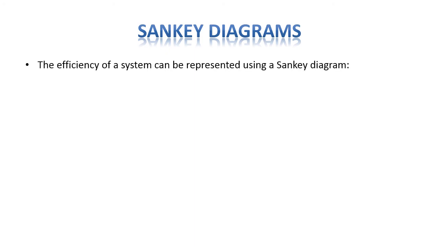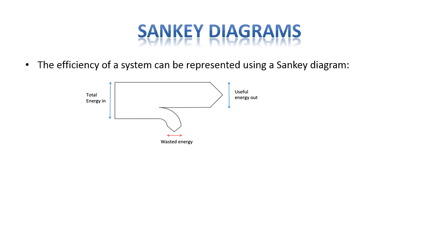Sankey diagrams. The efficiency of a system can be represented using a Sankey diagram. This is the structure of a Sankey diagram. Total energy in, useful energy output and wasted energy.